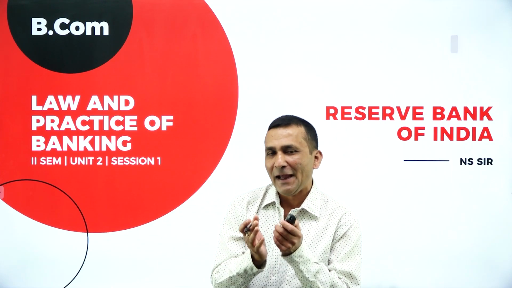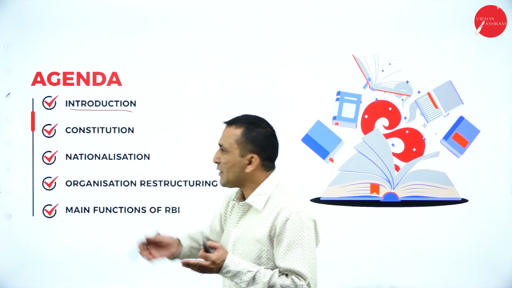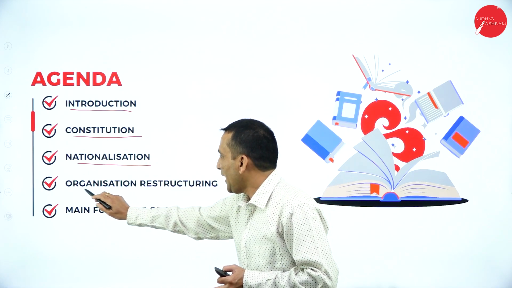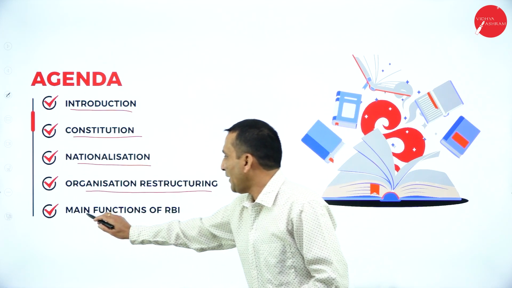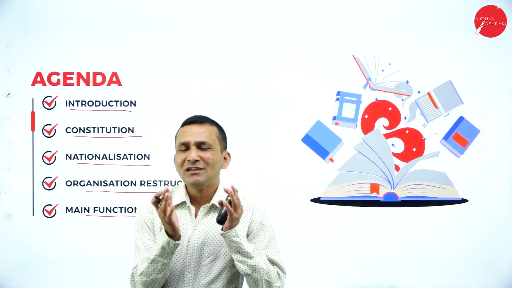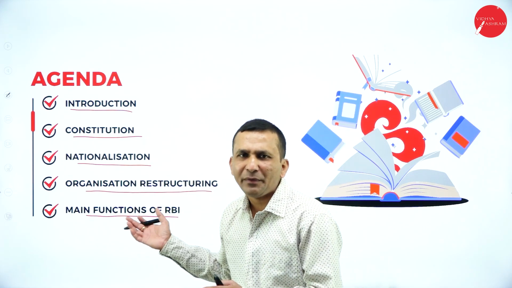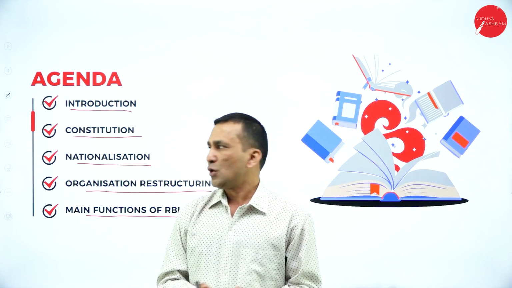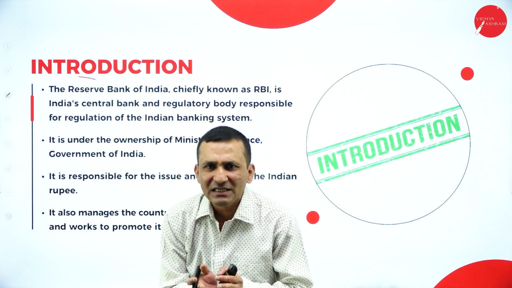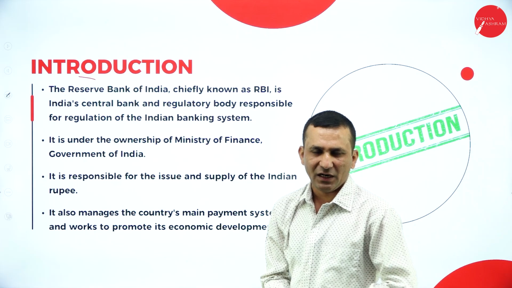Okay, moving forward, my agenda today: the introduction of RBI, the constitution, nationalization, organization structure, and the main functions of RBI. RBI, we call it the central bank. So in India, whatever banks are operating, they operate with the help of RBI, which is the main bank. Moving forward, the introduction: how RBI started as the central bank, and why it is very important for our nation's economic development.